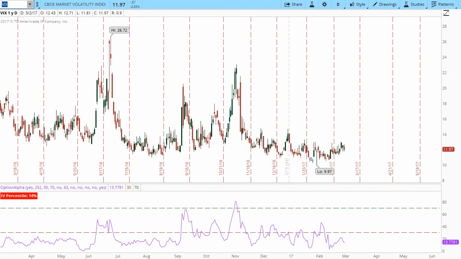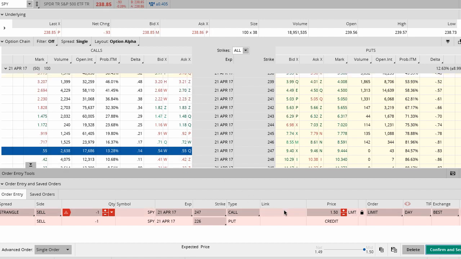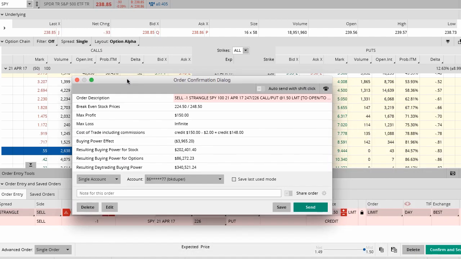But what we see is if we go in here and start looking at potentially doing a trade in the S&P, and I'm just doing a trade 50 days out, a regular standard strangle, the 15 delta on each end, so very, very systematic, I get a credit of about $150. Now when I hit confirm and send, you can see that the margin or buying power requirement here is about $3,900. So that's pretty significant, obviously, for a stock like this.